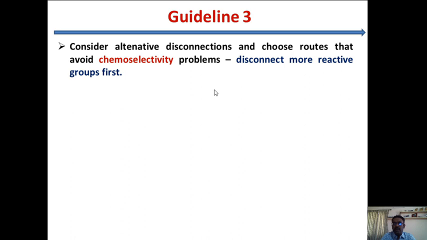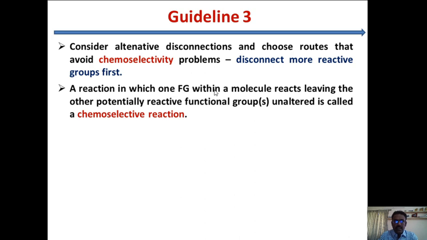So the first point is we always disconnect the alkyl side, guideline number 1. Guideline number 2, we disconnect next to the heteroatom. Guideline number 3, we disconnect the more reactive group first. We will see examples.